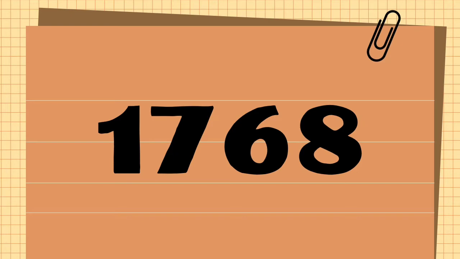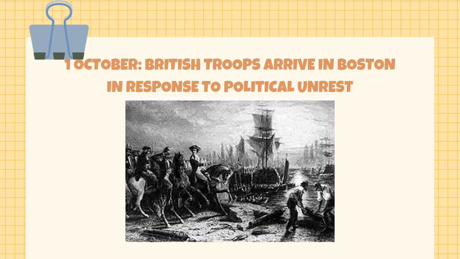Now, we will move forward to the year 1768. On October 1, British troops arrived in Boston in response to political unrest. British troops land in Boston to maintain order, 1768. The actions of the colonies in response to the Townshend Act convinced the British that they needed troops in Boston to help maintain order. Lord Hillsborough, Secretary of State for the colonies, dispatched 2 regiments to restore order in Boston.